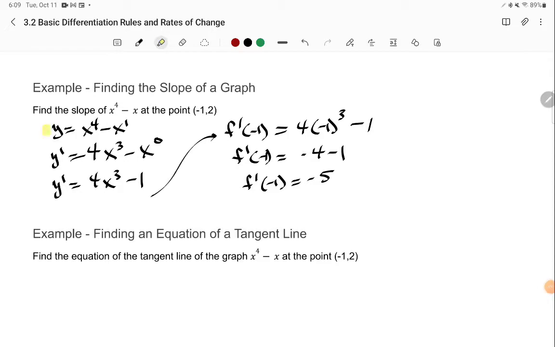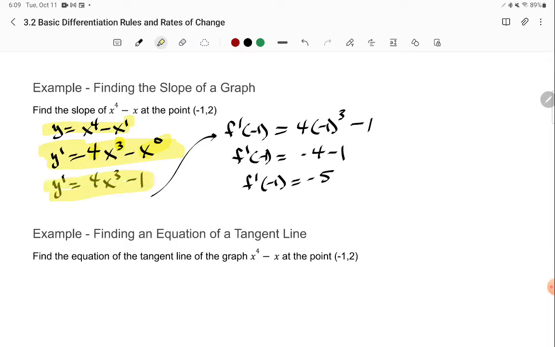So first of all, I just rewrote it, giving the exponent of 1 to the second term. And then when you find the derivative, you would bring that exponent down and multiply it out front. That's where that 4 comes from. Subtract 1 from the exponent. That's where that 3 comes from, minus x to the 0, or 1 times x to the 0.